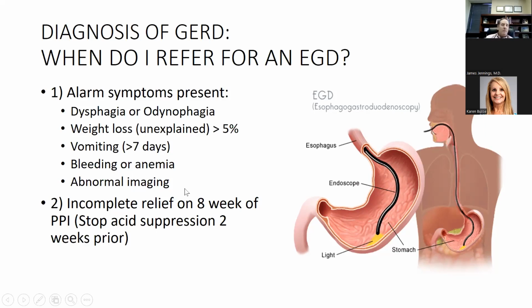Other patients that you've seen in your office, they had the typical symptoms, no alarm symptoms. They went ahead on 8 weeks of PPI, but they didn't get complete relief of their symptoms. They should be referred for an EGD.